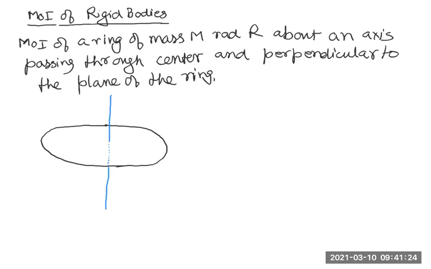Bilkul sahi hai. Yes, square is absolutely correct. Nahi Radhika, we cannot replace by a point particle. As long as we are talking about moment of inertia, we cannot replace by a point particle. Moment of inertia is mass into distance square. R by 2 answer nahi ho sakta. That would be dimensionally incorrect. The answer should have units of kilogram meter square, whereas your answer has the units of meter.